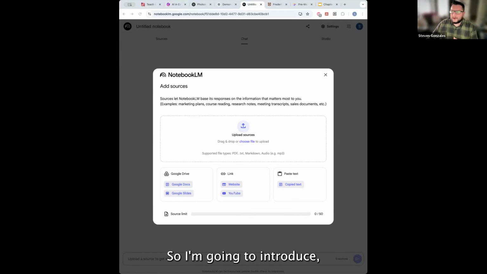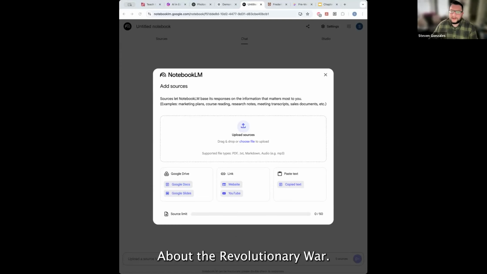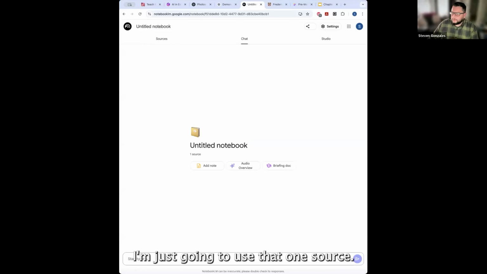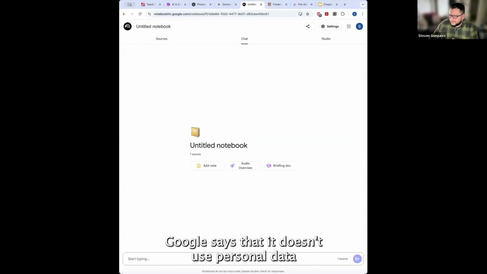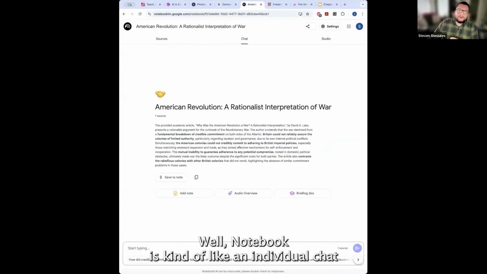There we go. So I'm going to introduce a political science journal article about the Revolutionary War. I'm just going to use that one source. Google says that it doesn't use personal data to train the AI. But if that is true, how does it train? Well, Notebook is kind of like an individual chatbot that only knows as much as you enter into it.